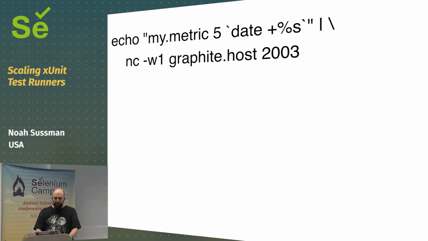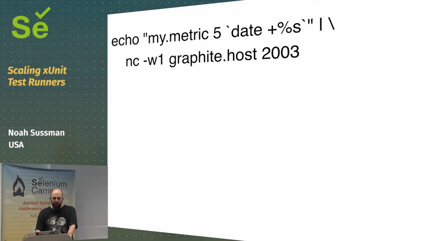And the date plus %s part there, that's just creating a Unix timestamp for now on the command line. The nice thing about using the date command to create your timestamps is that if you have log data with timestamps going back into the past, you can just feed those timestamps into the date command. It'll create Unix timestamps for the right time, and you can send those to your graphing tool.